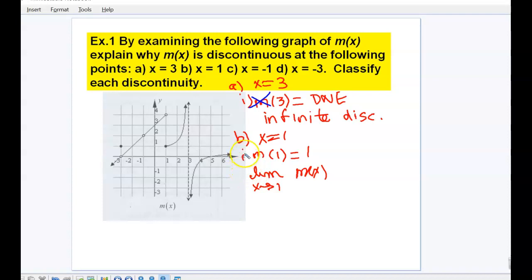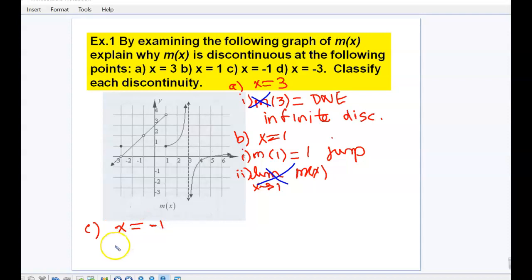So this would be part 1 of the definition. This would be part 2. So this thing breaks down at part 2. And this type of discontinuity is a jump discontinuity because the limit from the left does not equal the limit from the right. In part C, we are looking at when x is -1.